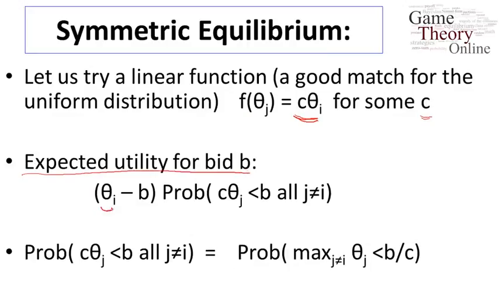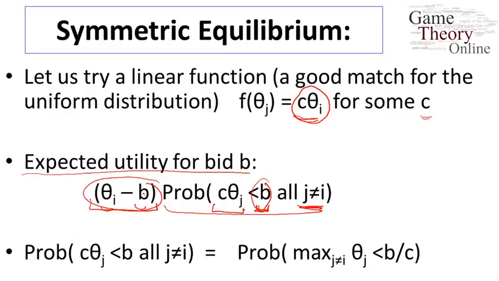If I'm type theta_i, I bid B. When I win, I get theta_i minus B. What's the probability that I win? Well, it's the probability that everybody else bid less than my bid. My bid was B. They're all bidding C times their type. So you need C times theta_j to be less than B for everybody else. That's when I win. And this is the value that I win, conditional on winning. Now here we're ignoring ties, and then at the end we'll have to just make sure that ties don't occur with any positive probability.